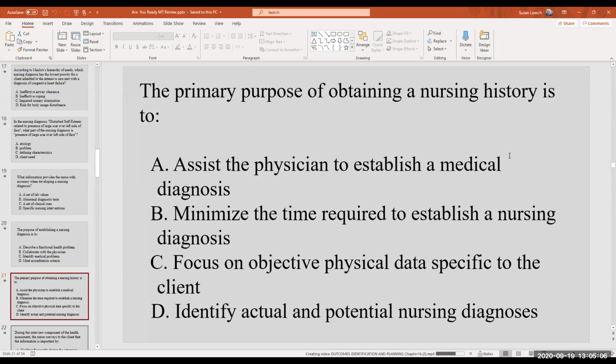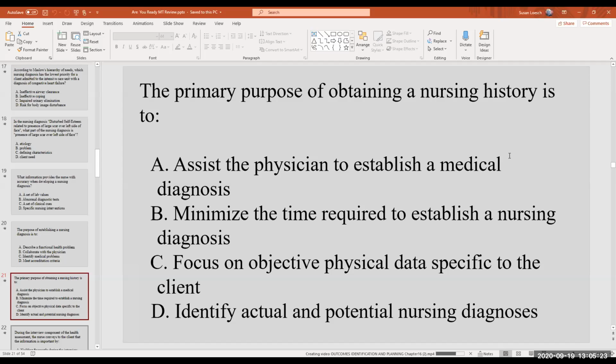C, focus on objective physical data specific to the client. And D, identify actual and potential nursing diagnoses. So yeah, we want to get that nursing history because what we're really concerned with right now is our actual nursing diagnoses, because those are probably going to have the highest priority.